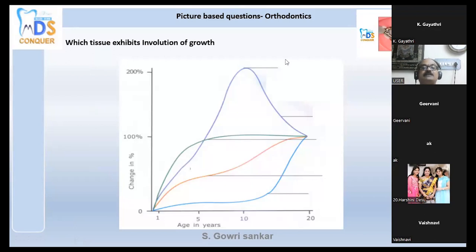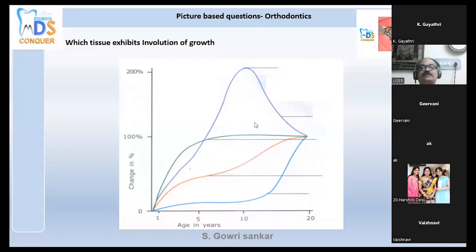So next comes, this also seems to be one of the favorite questions of all orthodontists right from your undergraduate days. You remember what this is I'm speaking of? What is this? Yes, Scammon's curve.